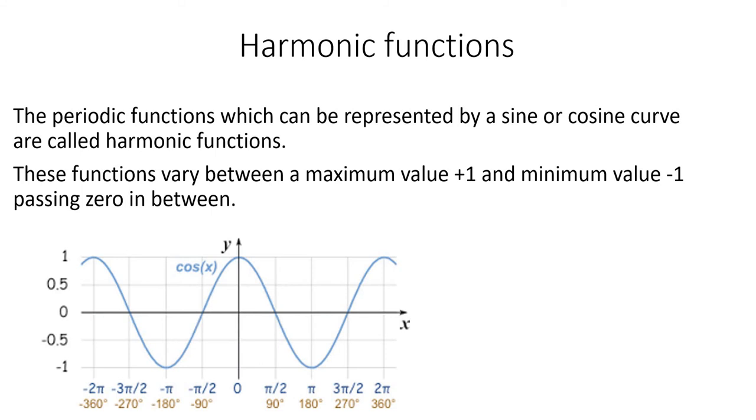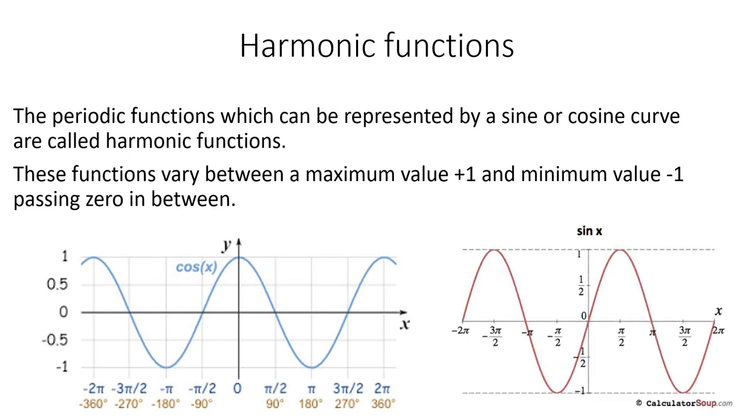Example, this is a cosine curve. You can see that when the angle becomes 0, the cosine function has its maximum value. Again, when it becomes pi, it becomes -1. Again, when it becomes 2 pi, you can see that it becomes +1. So this is an example of a harmonic function, that is, the cosine graph.